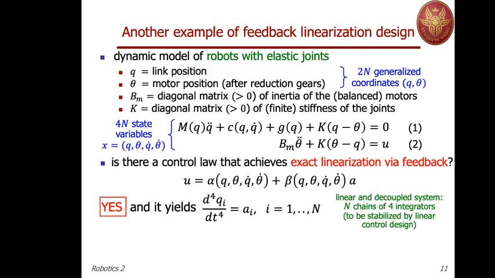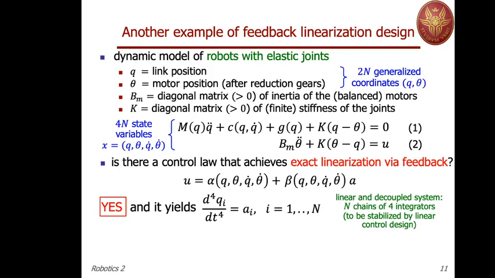No wonder that the level of differentiation between the new input A_i and the controlled output q_i has grown from 2 to 4. In fact, this system has relative degree 4, as opposed to the rigid system, which had relative degree 2. So after 2 derivatives of the output position, so at the acceleration level, in the rigid case, you feel the action of the input U.